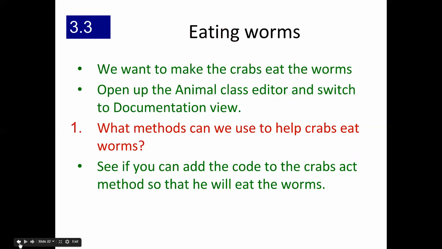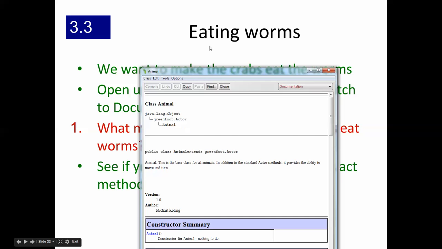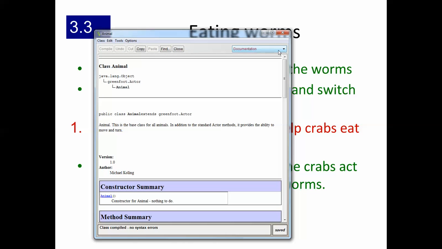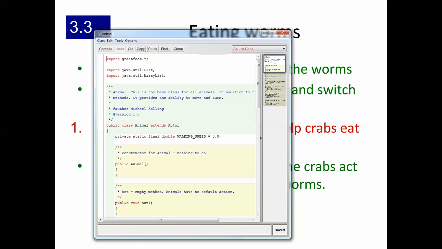Alright, so here's what we do. We're going to go over here to the Animal class. So we double click on Animal. Here it is. So you have two views. You can look at the source code, which shows you all the source code for the Animal. You could probably find it here, or you could go to the documentation.